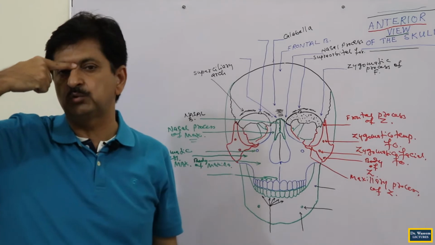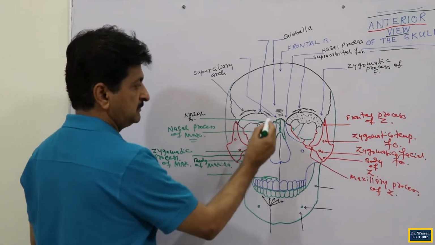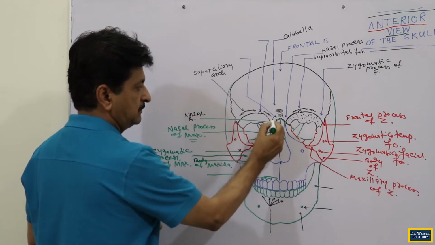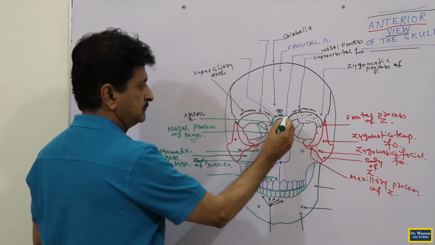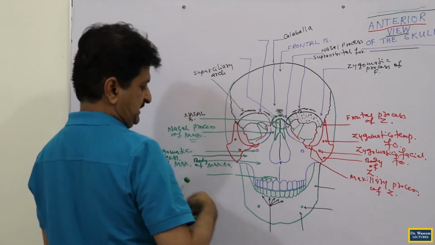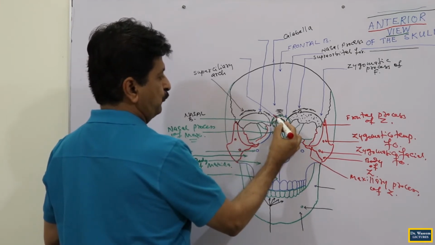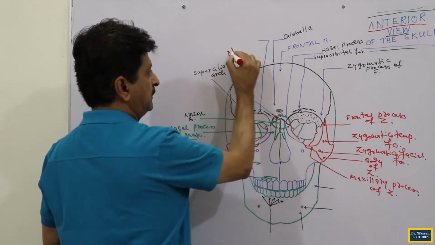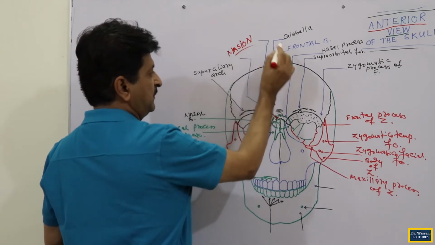It's in the bridge of the nose, in this area. That area is called the nasion. Understand? This is called the nasion. We call this area the nasion, this depressed area where 5 bones meet.